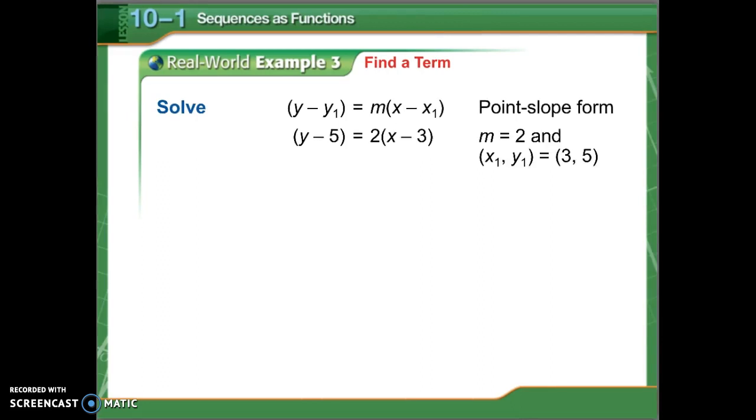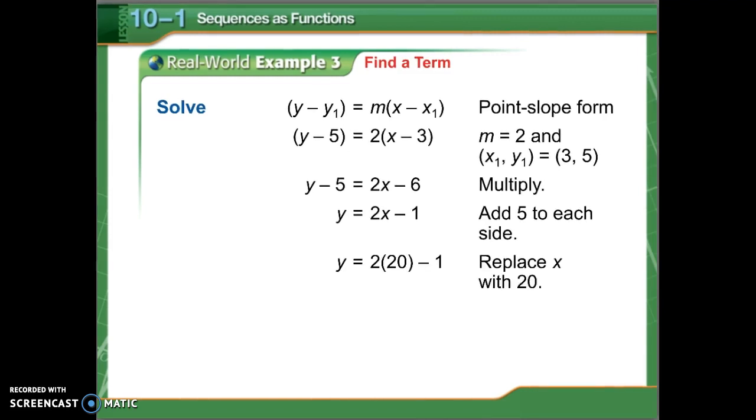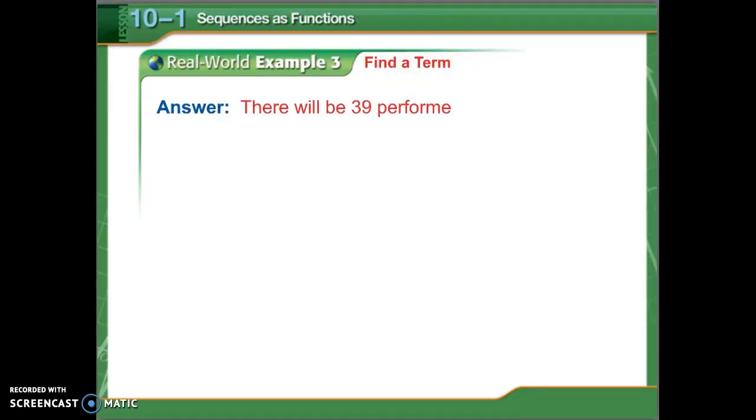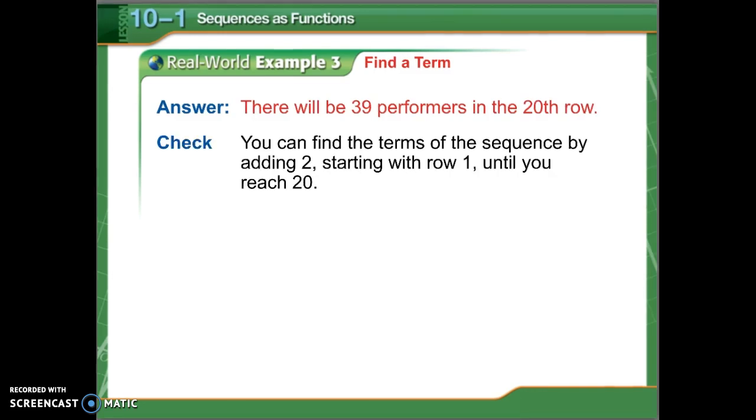So using point-slope form, plugging the numbers in, we work down to the equation y equals 2x minus 1. You plug in 20 for x, and you get that there would be 39 people in the 20th row. If you wanted to check this, you can find the terms of the sequence by adding 2, starting with row 1 until you reach 20. This would be super tedious. So I would suggest you just make sure you're accurate with your math the first time through.